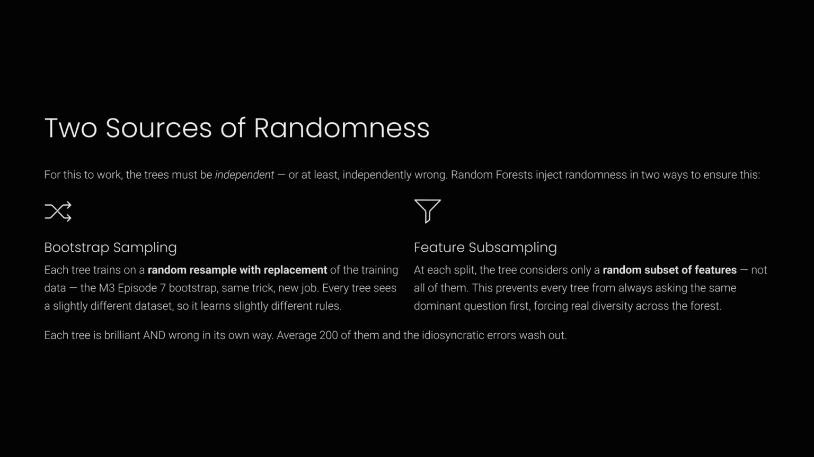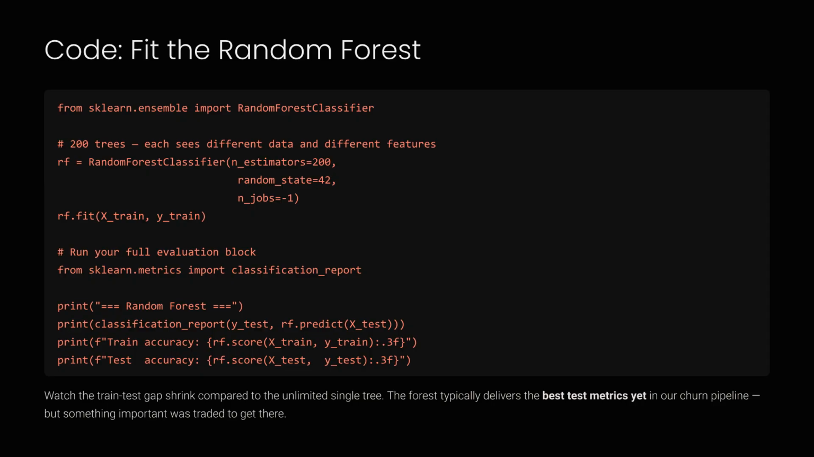To ensure these trees stay independent, random forests use two forms of randomness: bootstrap sampling, where each tree sees a different resampled dataset, and feature subsampling, which forces trees to explore different combinations of features. Fitting a forest is straightforward with scikit-learn. We set a number of estimators, usually around 200, to create our committee.